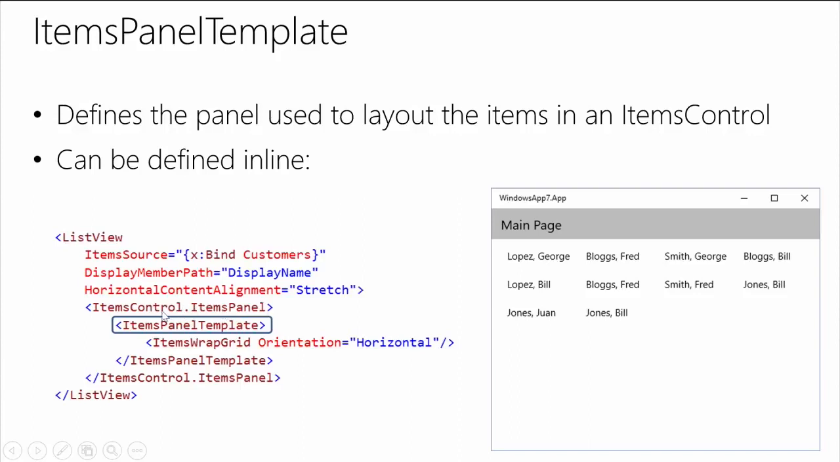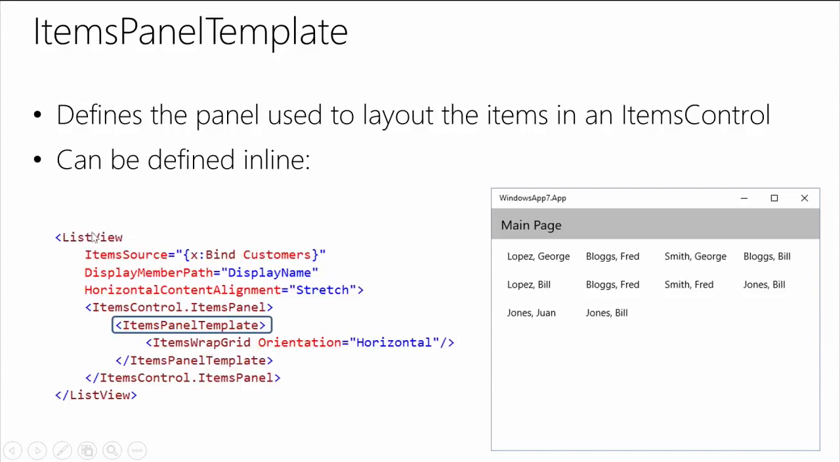So this is interesting because ItemsPanel comes from ItemsControl, and ListView inherits from ItemsControl, which is why this is available to us. We then define ItemsPanelTemplate, which is a separate class, not to be confused with DataTemplate. It's actually something discrete and different, and it's meant for a panel. Exactly. And inside there, we happen to declare an ItemsWrapGrid.